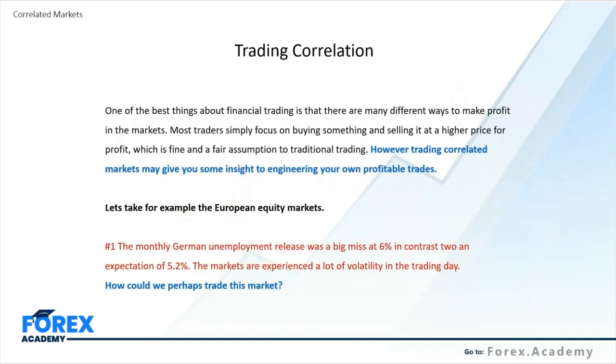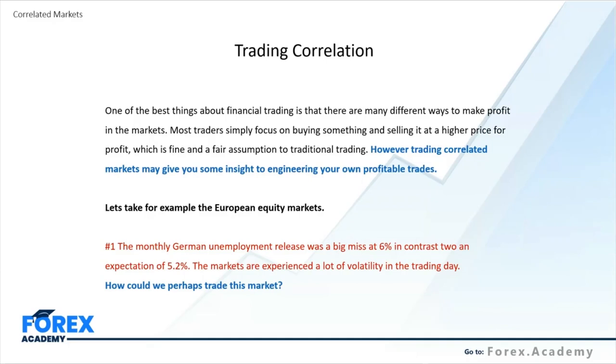Overall, we make a profit of 132 pips. One of the best things about financial trading is that there are many different ways to make profit in the markets. Most traders simply focus on buying something and selling it at a higher price, or of course short selling, which is fine and a fair assumption to traditional trading. However, trading correlated markets may provide you with some insight to engineering your own profitable trade opportunities.